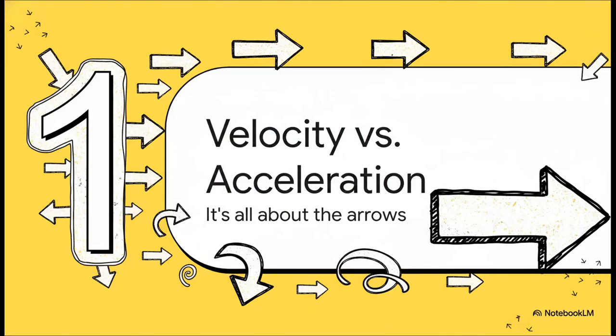Okay, so to crack this puzzle, we need a couple of tools in our toolkit. And those tools are two little words, velocity and acceleration. And the absolute best way to think about them is to just picture them as arrows. Physicists have a fancy name for them, vectors, but really just think of them as arrows that tell you which way to go and how much oomph you have.